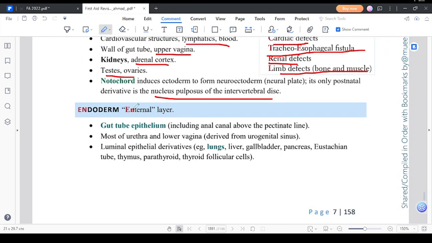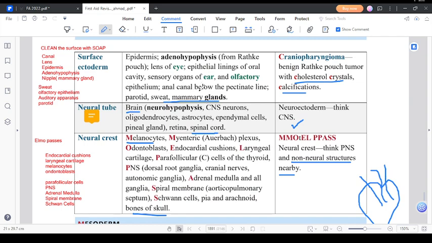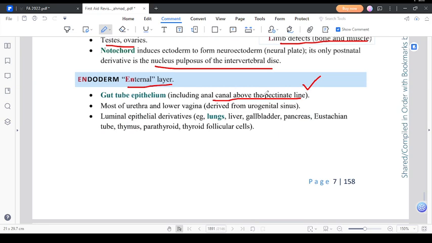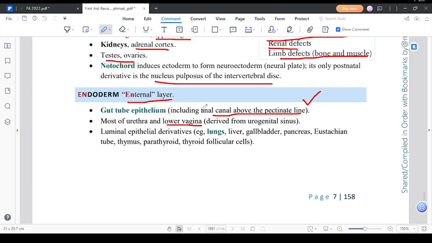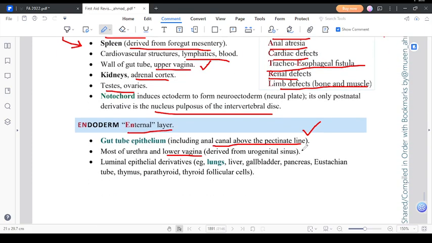Endoderm, the inner layer: the gut tube epithelium, including the anal canal above the pectinate line, because we saw that the anal canal below the pectinate line was coming from the surface ectoderm. Here we can see that the anal canal above the pectinate line is coming from the endoderm. Most of the urethra and the lower vagina are derived from the urogenital sinus. So the lower vagina is coming from the endoderm, while the upper vagina was coming from the mesoderm. Okay, remember this one.